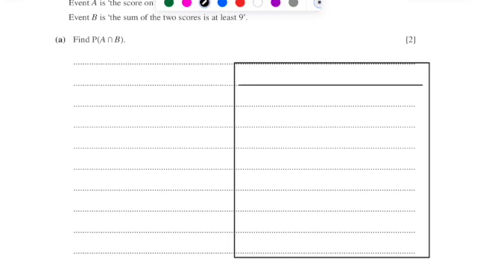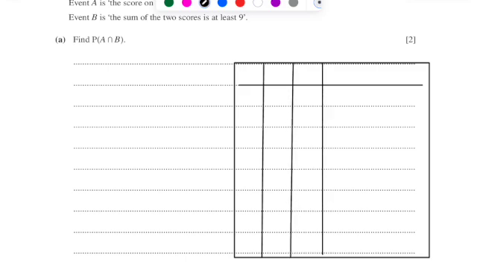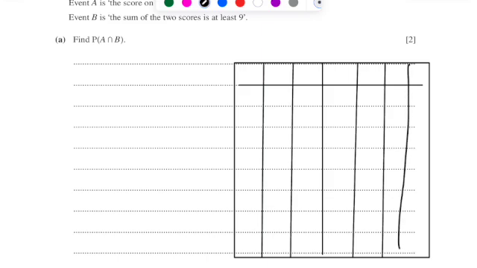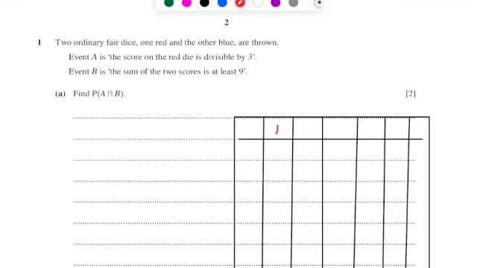So it is 1, 2, 3, 4, 5, 6. This is 1, this is for 2, this is for 3, this is for 4, and then 5 and 6. Then I have the event A, the score on the red die, 1, 2, 3, 4, 5, 6. And the blue die, 1, 2, 3, 4, 5, 6. Now I'm going to add them all.